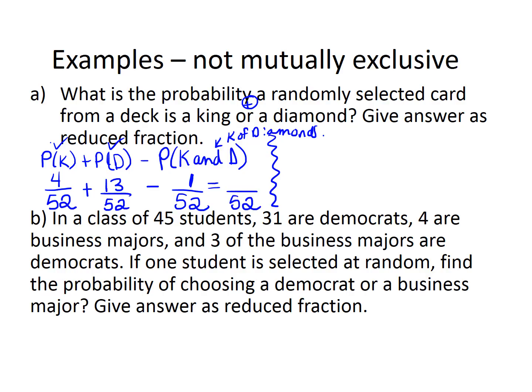So 4 plus 13 minus 1, so that is 17 minus 1. That should give you 16 out of 52, which of course reduces. 4 is going to go into both of those. So you should get 4 out of 13.